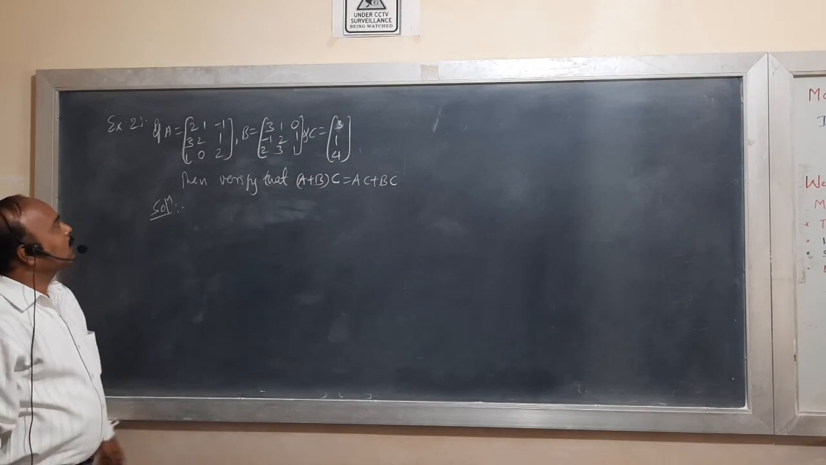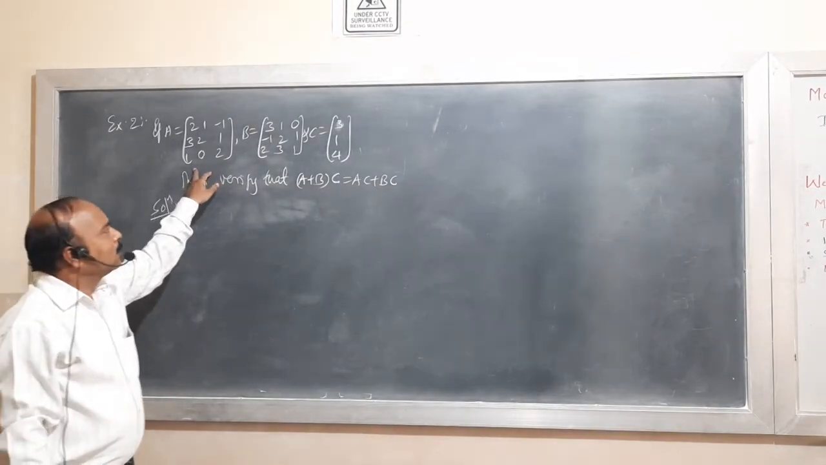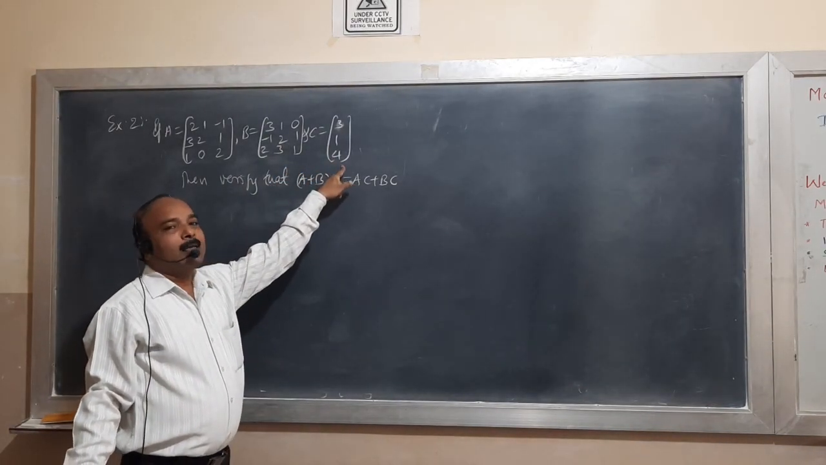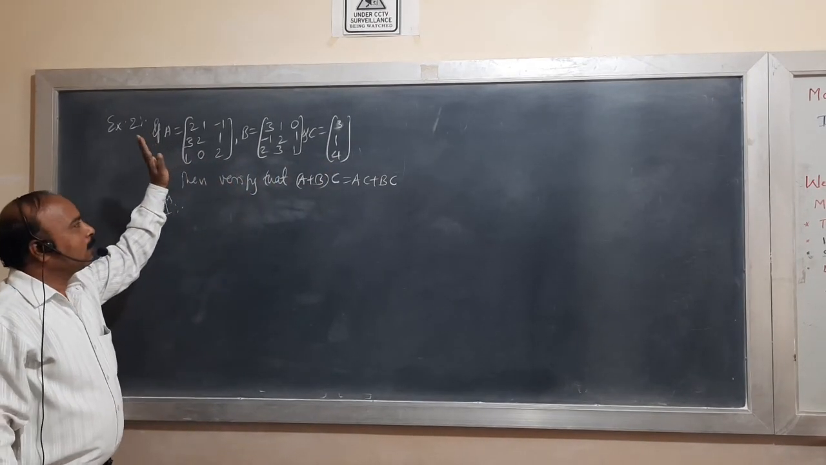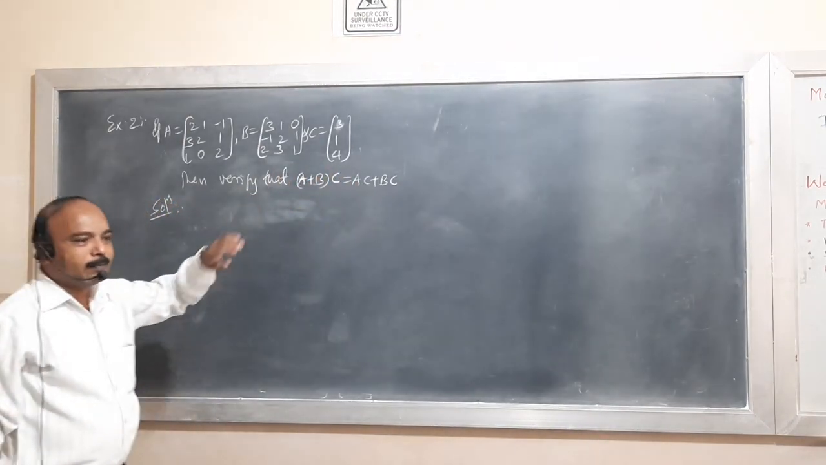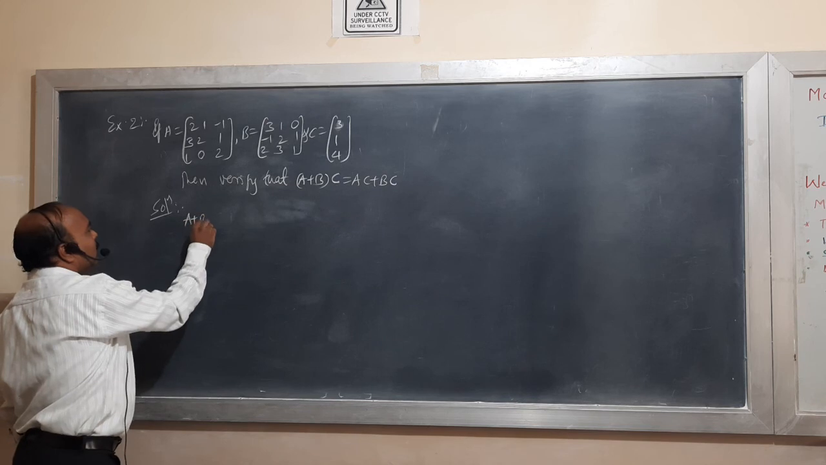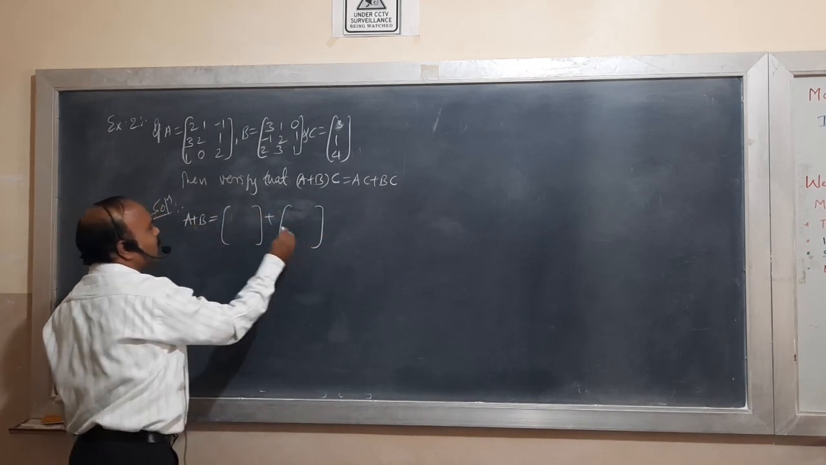Here it is given three matrices. A is a matrix of order 3 by 3, B is a matrix of order 3 by 3, and C is a matrix of order 3 by 1. Using these three matrices, we verify the result (A + B) C equal to AC + BC. First we go for the left hand side. For that you want A plus B first. First you calculate the value of A plus B.